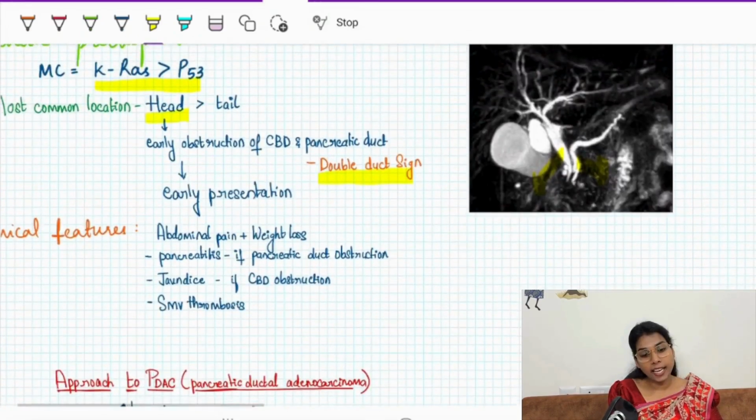However, a tail lesion, because it is not going to obstruct either CBD or a pancreatic duct, it will present when the size is enlarged, when it is going to metastasize. So it is presenting late and the survival rates are less, right?